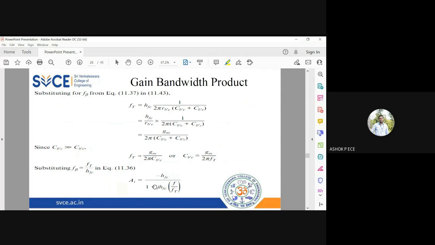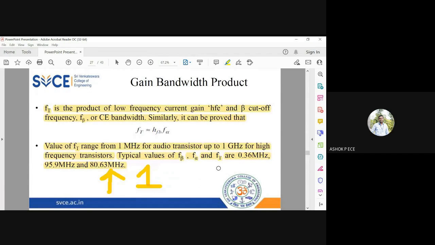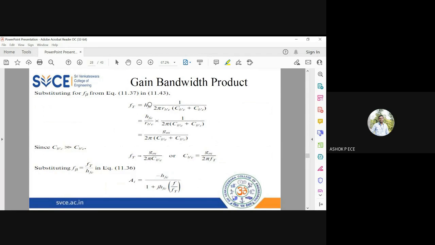If you substitute the expression, you can write everything in terms of Ft. So Ft is going to be HFE into F beta. Substitute the expression for F beta. I am taking this R B dash E separately out from this group. So HFE by R B dash E into 1 by 2 pi into C B dash E plus C B dash C. But HFE by R B dash E, I know is equal to Gm. So this is Gm by 2 pi into C B dash E plus C B dash C. Among the two capacitances, C B dash C is very, very small and C B dash E is very, very large, so you can neglect that. So Ft will be approximately equal to Gm by 2 pi into C B dash E, or C B dash E is going to be Gm by 2 pi into Ft.